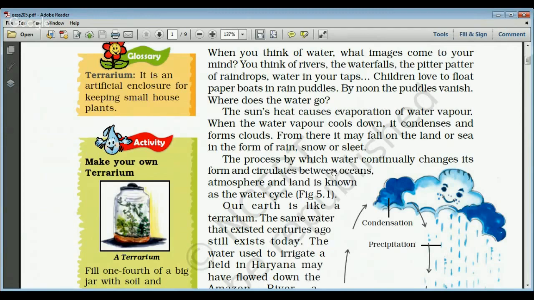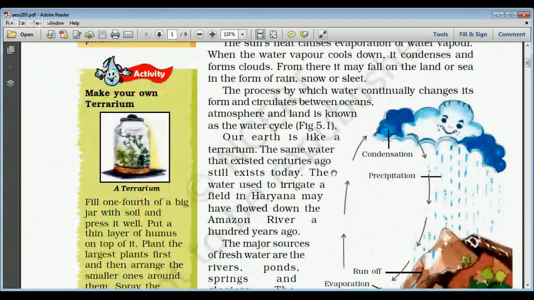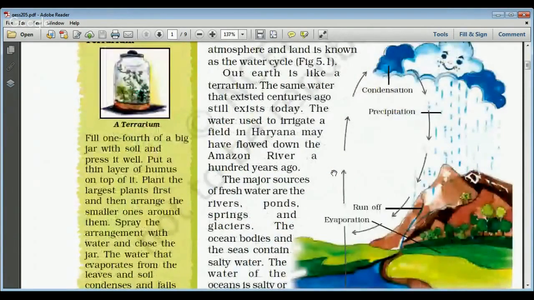So our earth actually behaves like a terrarium. You might be using the same water that existed centuries ago, and the water used to irrigate a field in Haryana may have flowed down to the Amazon River in Brazil.